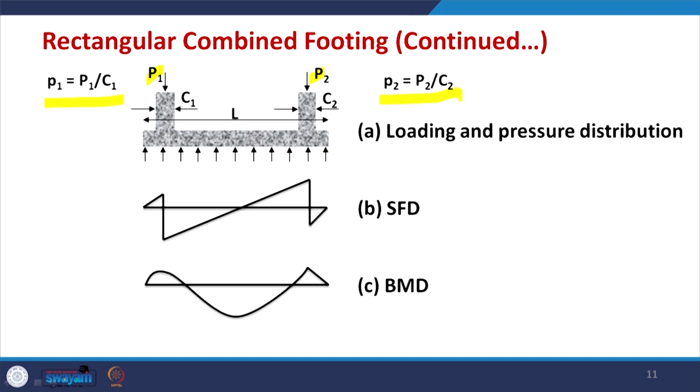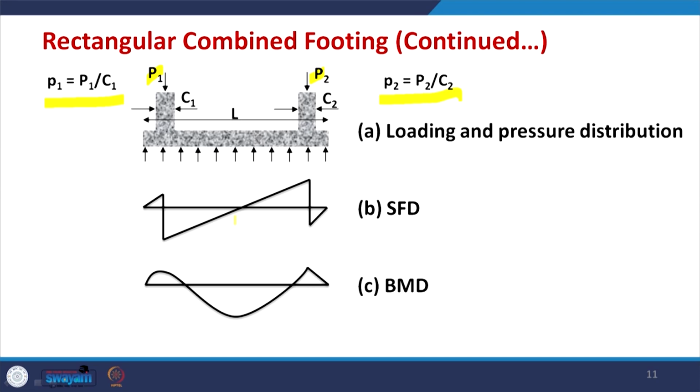If we follow the principle that the resultant of the load coming from the top coincides with the CG of the footing, then there will be uniform pressure distribution at the base, which is shown in this figure. If you draw the shear force diagram, it looks like this, with a linear variation. The bending moment diagram will have a parabolic variation, and with this you can find the maximum bending moment.